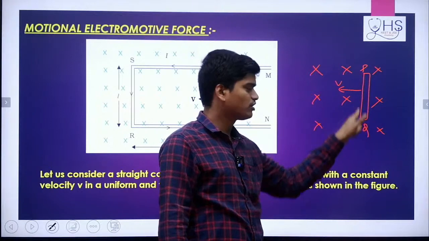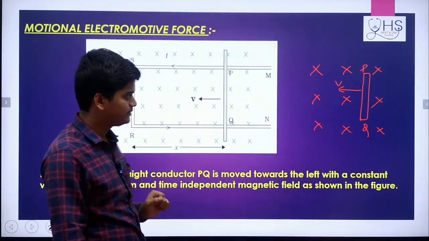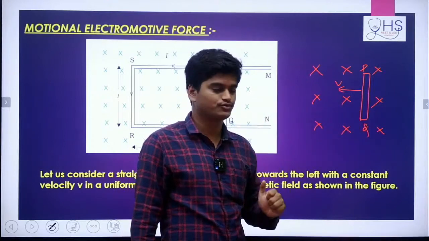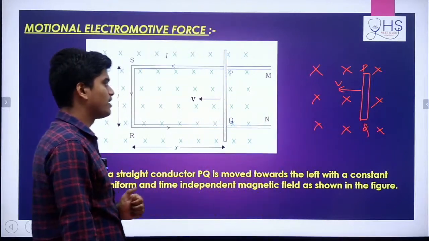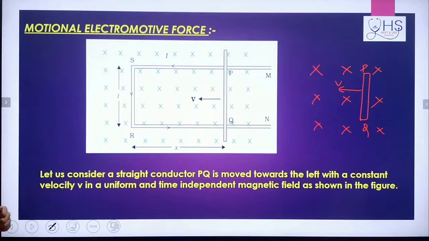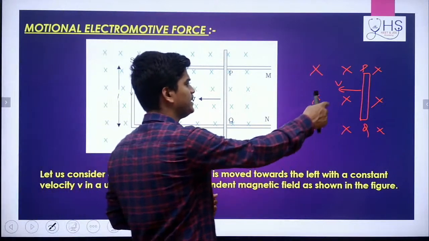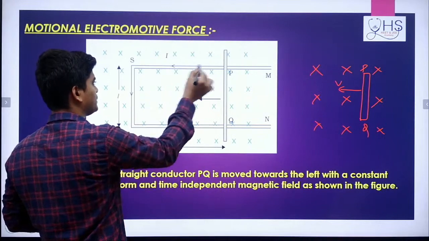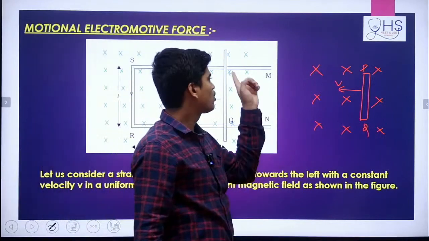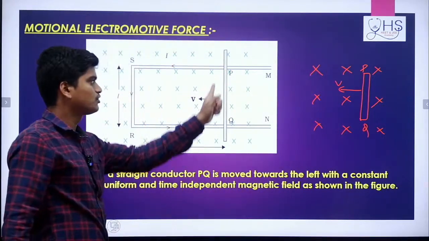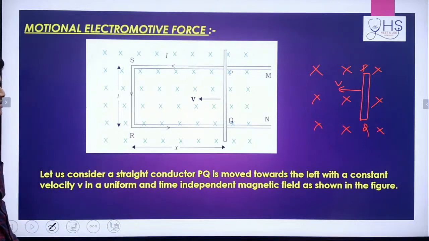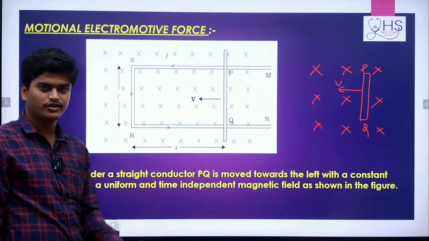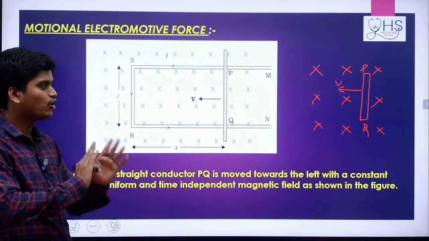This conductor will behave like a battery. Why? Now in this conductor EMF will be induced. So it will become like a battery, and if you complete a circuit like this, then what will happen? Current will flow in this circuit. That means previously we were changing the magnetic flux and getting the induced EMF, but now we are not doing that.